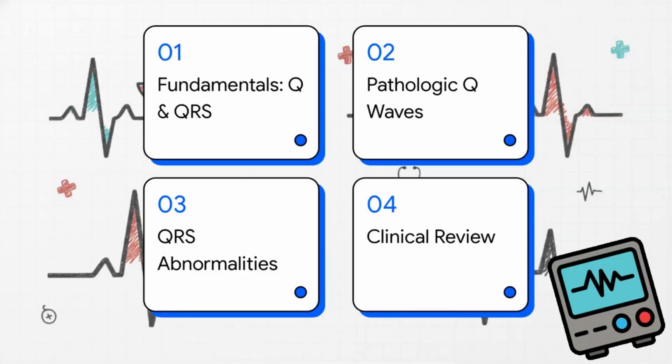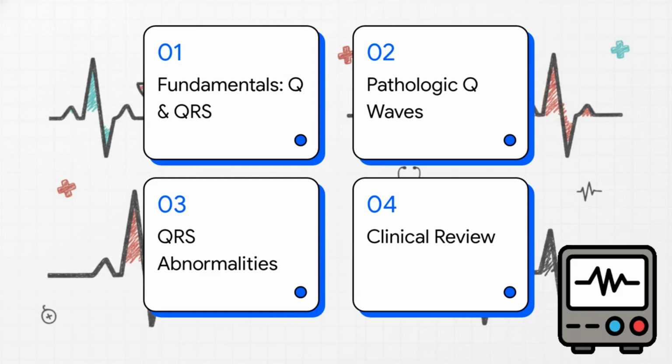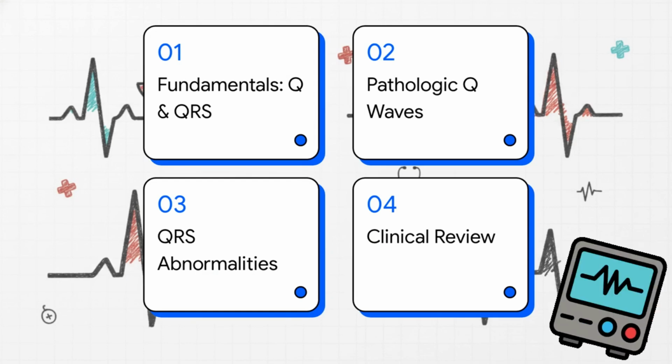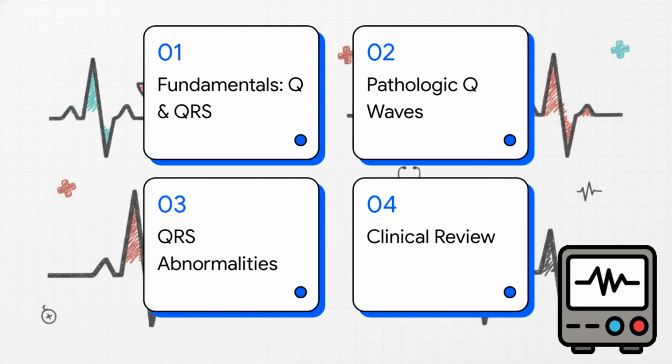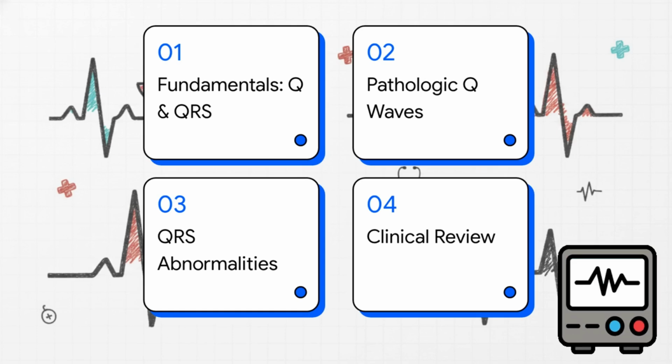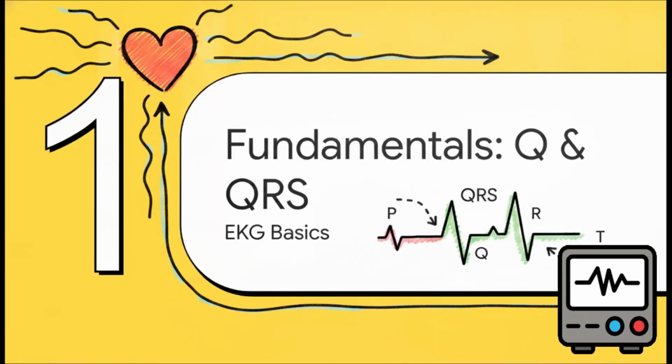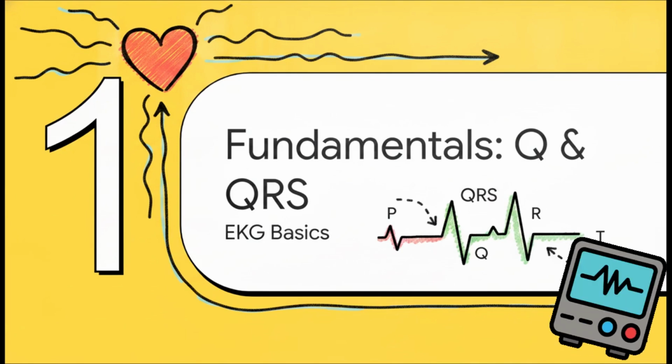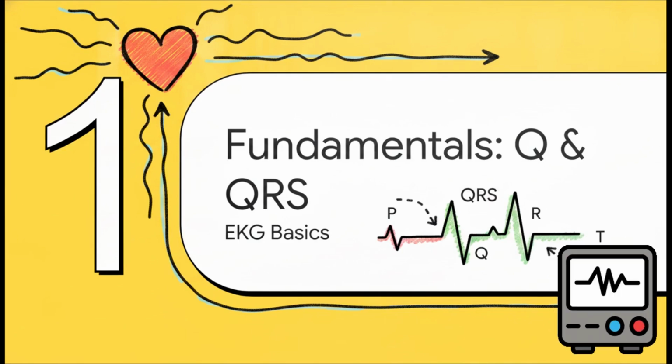To get you ward ready, we're covering 4 key steps today. First, fundamentals of the Q and QRS. Second, identifying pathologic Q waves. Third, deciphering QRS complex abnormalities. And finally, a rapid clinical review framework. Starting with Section 1, Fundamentals of the Q and QRS.